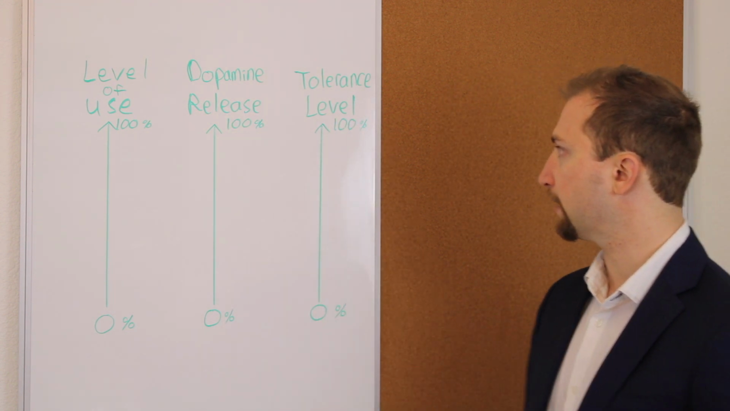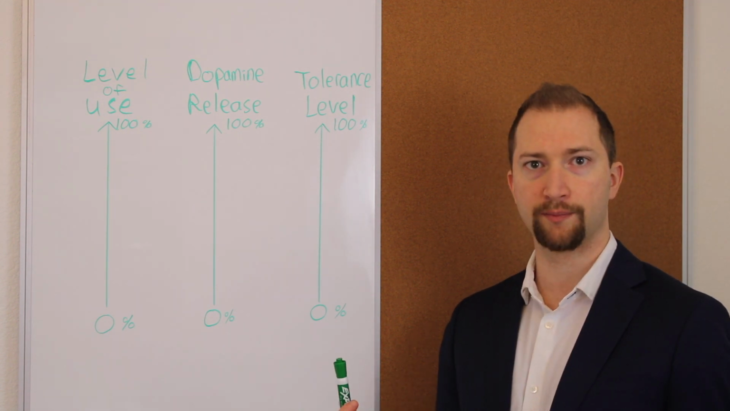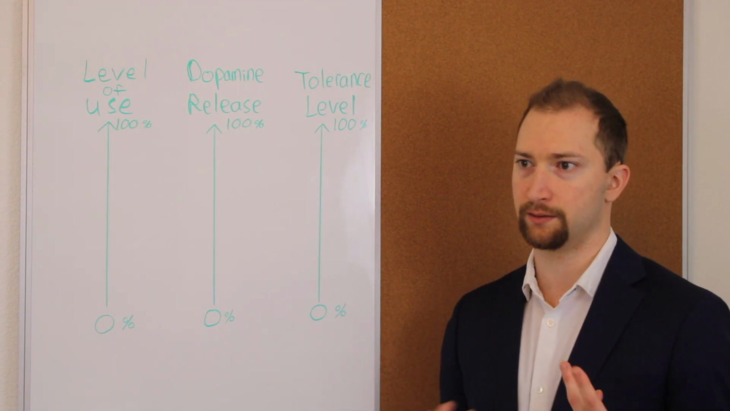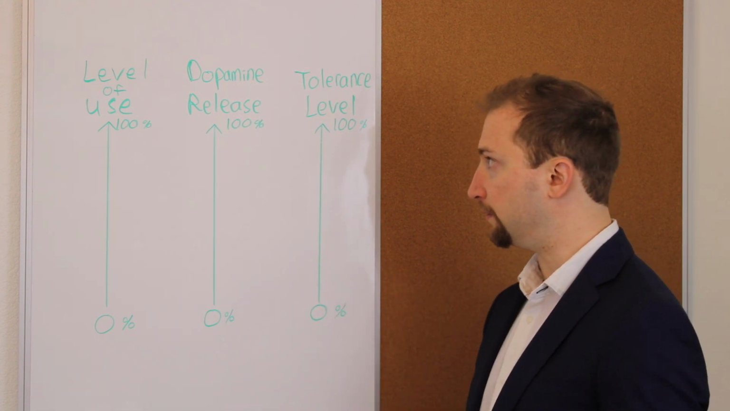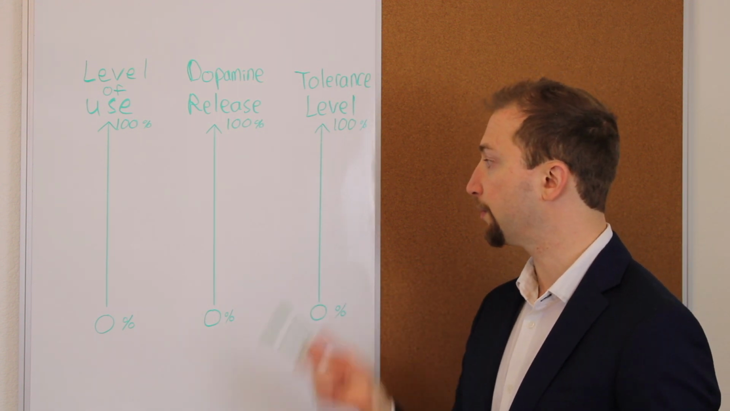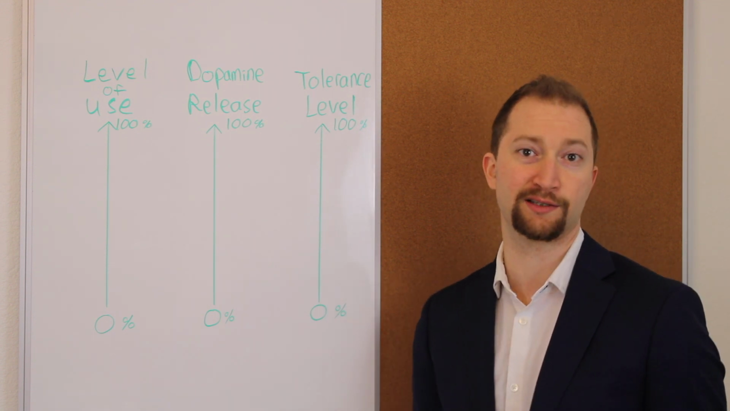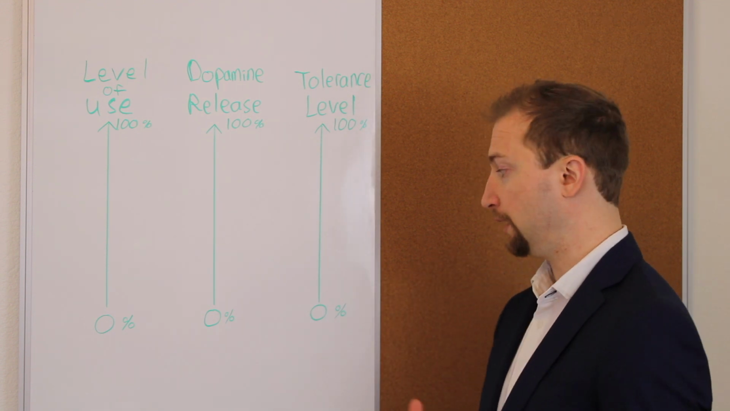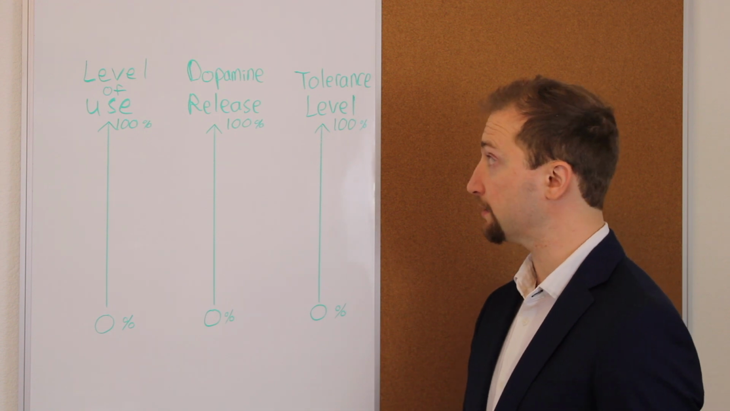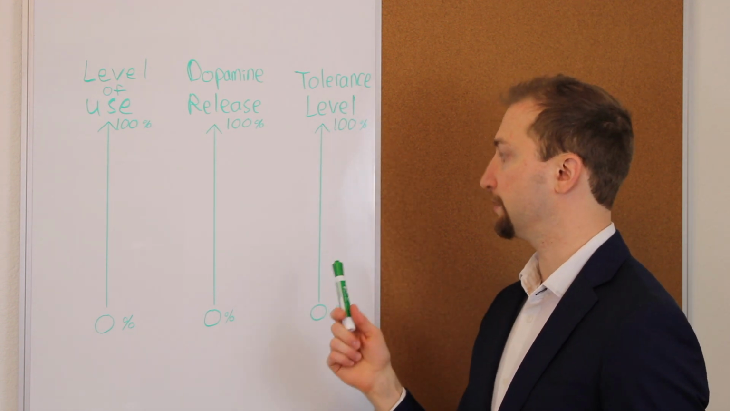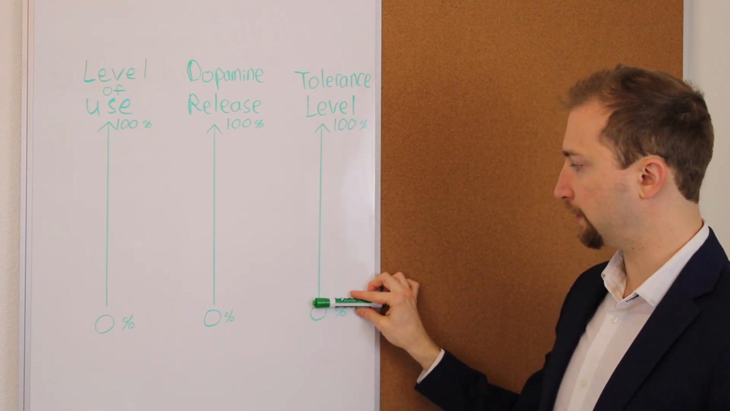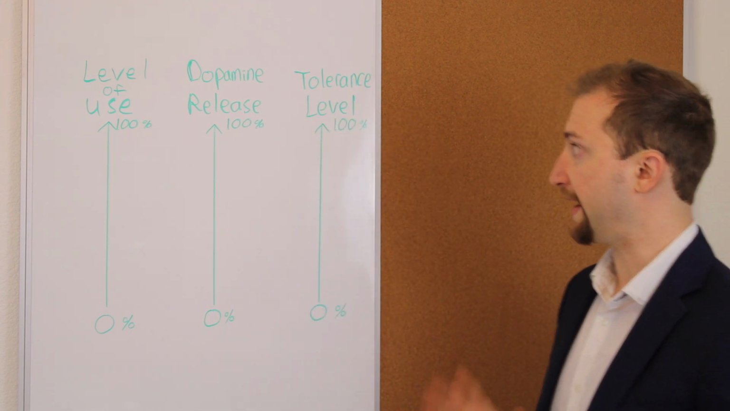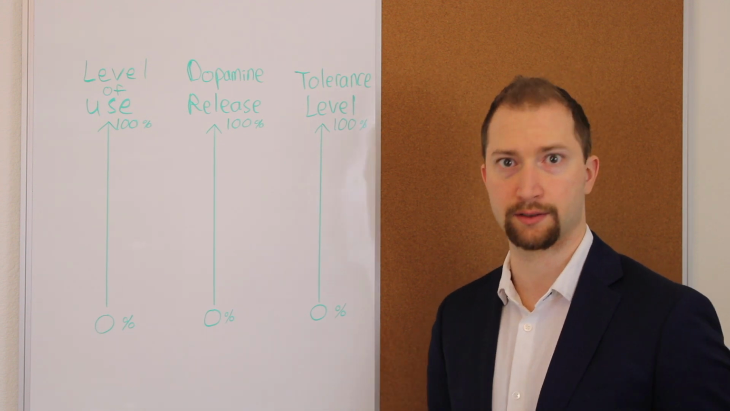Then we have the third scale, which is your tolerance level. That's just another way to describe the desensitization effect. Anything that you use that's addictive, that produces dopamine, your brain gets desensitized to it over time. The more desensitized your brain is, the higher your tolerance level is. So from 0 to 100%, 0 being no tolerance, 100% being maximum tolerance, maximum desensitization.